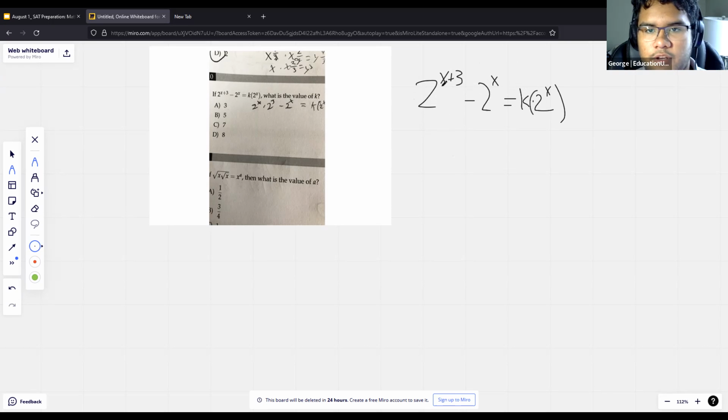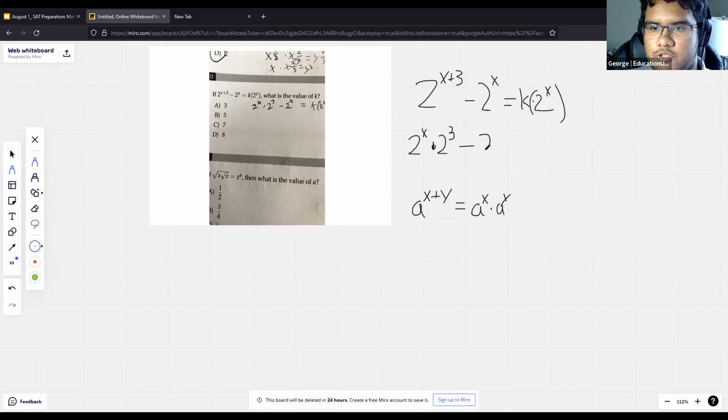To figure out how to go about this, we can remember a property of exponents: when we have a raised to the power of x plus y, you can write this as a to the x times a to the y. That's what you're going to want to do here with 2 to the x plus 3. You're going to want to write it as 2 to the x times 2 to the third power, minus 2 to the x, and then we have the right side the same, which is k times 2 to the x.